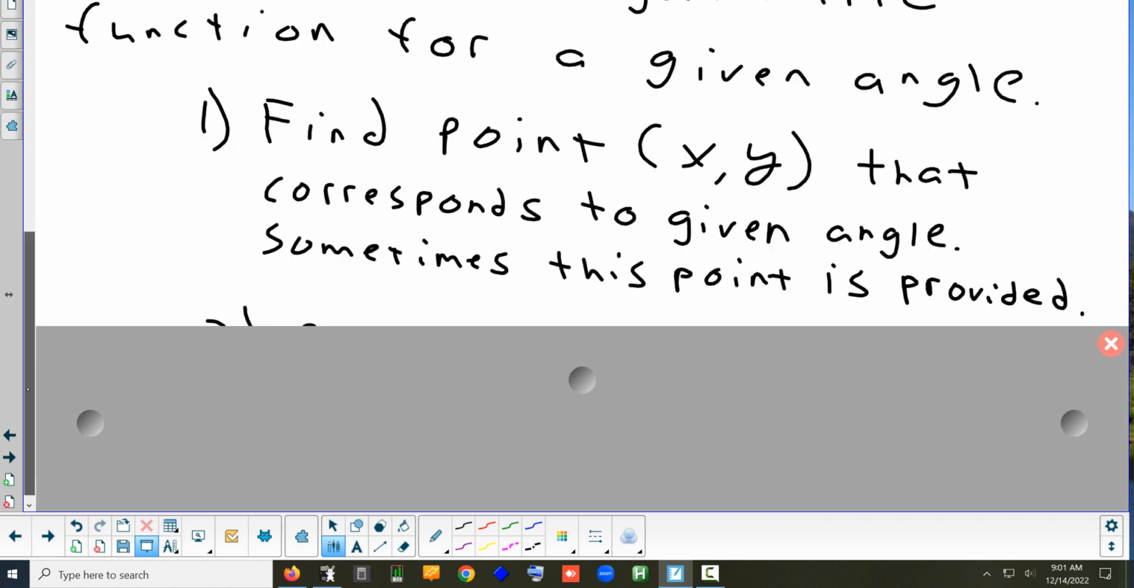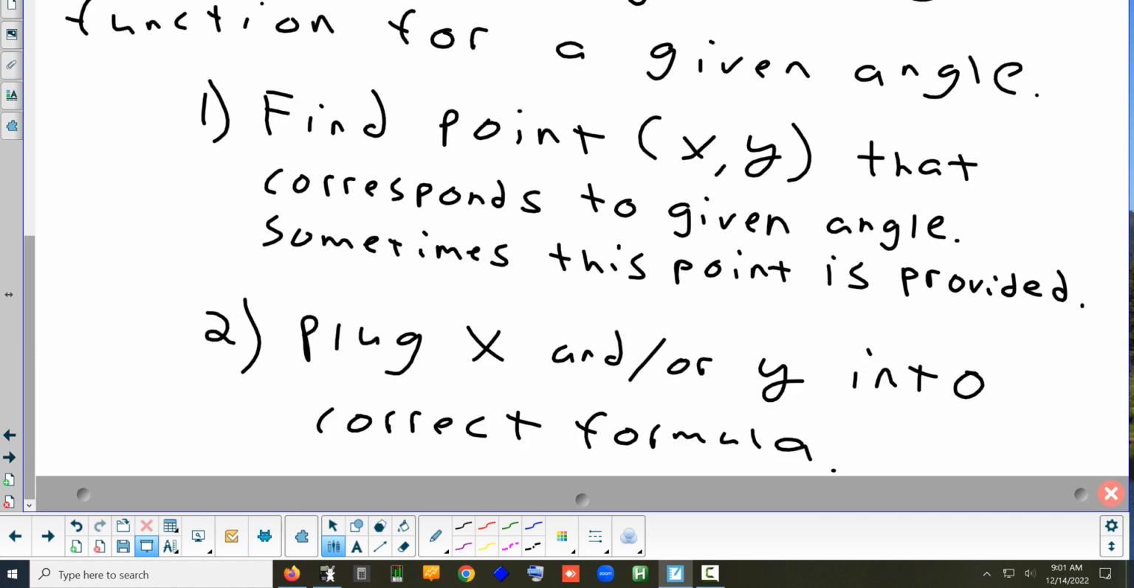All right, step 1, find the coordinate. Step 2, plug in the x and the y value into the formula from the other page. Now there were 6 of them. Which formula do you use? Well, whichever one I asked you to use. Okay, we're going to do all 6.